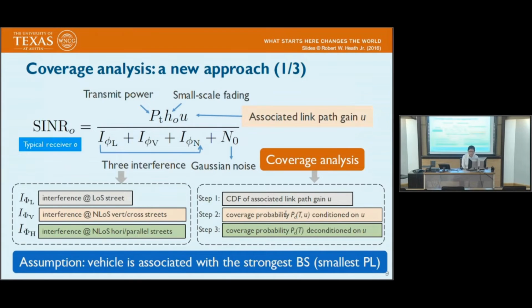For the coverage analysis, we follow three steps. First, we formulate the cumulative distribution function of the associated link path gain. Then we calculate the coverage probability conditioned on knowing the associated link path gain. And finally, we average over U, deconditioning the coverage probability, and get the final coverage probability expression.